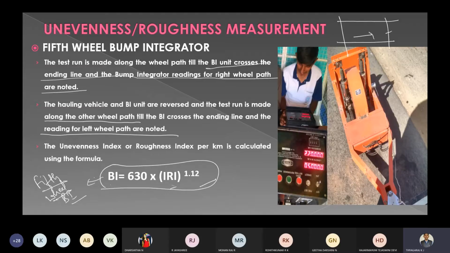That sensor senses the undulation of the road. The undulation of the road will be reflected by the wheel. The wheel will undulate and the readings will be recorded in the sensor. Okay, is it clear? Fifth wheel.